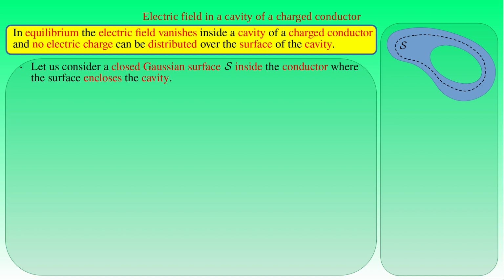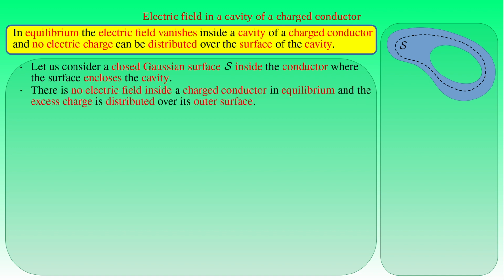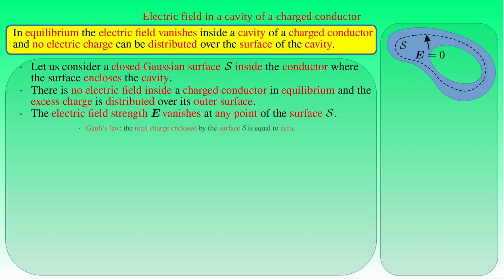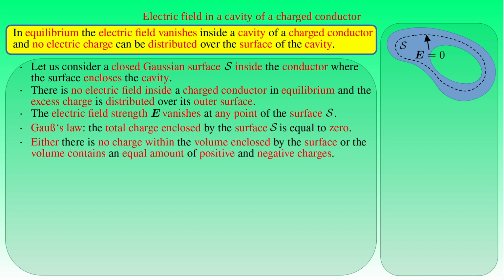We have already seen that there is no electric field in a charged conductor in equilibrium, and any excess charge is always distributed over its outer surface. Since the electric field strength E is equal to 0 at any point of the surface S, Gauss' law tells us that the total electric charge Q must be 0 within the volume enclosed by the surface S. The condition of vanishing net charge within this volume only demands that either there is no electric charge within the volume at all, or the volume contains an equal amount of positive and negative charges.